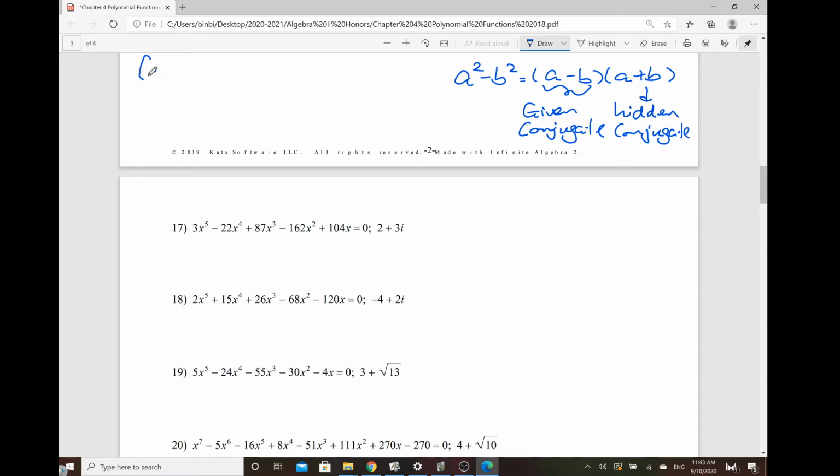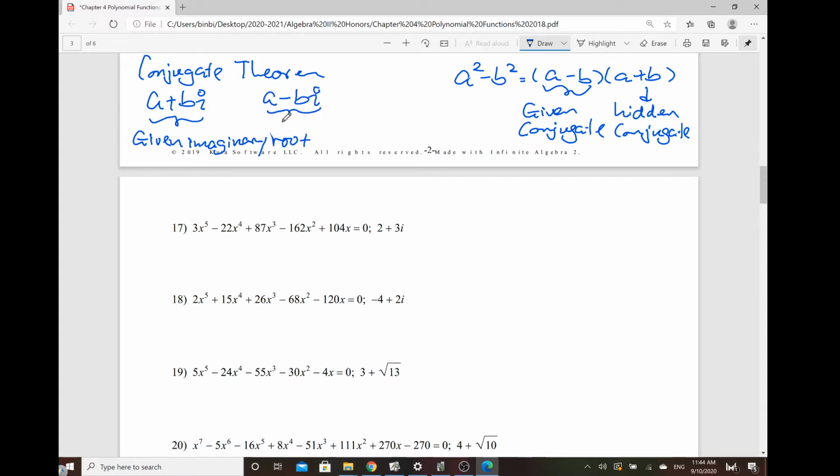So for the conjugate theorem of a polynomial, let's say that we have a plus bi as the given complex root, or the imaginary root. That means the hidden root for this one would be a minus bi. So this one is the hidden root. Now let's do one example like this.